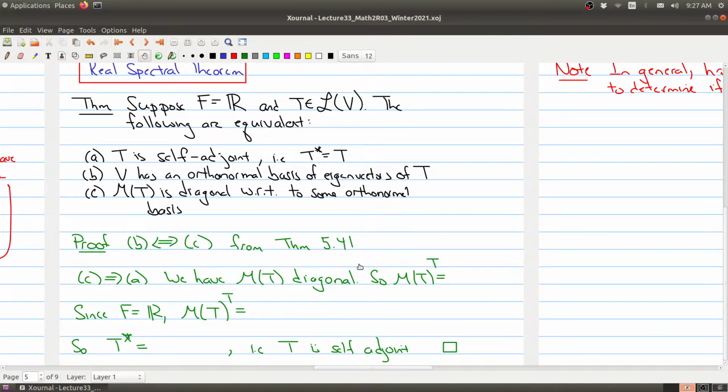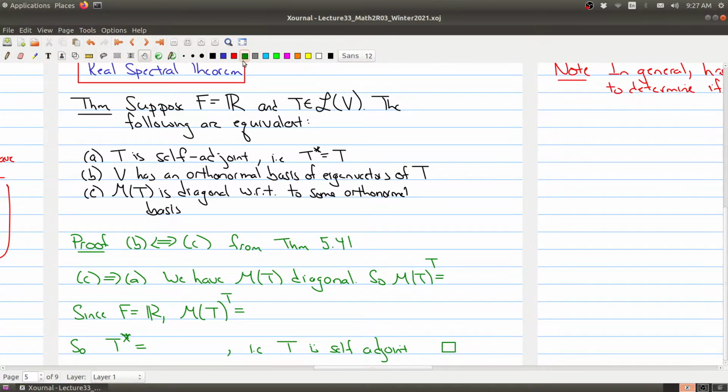The proof of C implies A is actually the easier part. Because this matrix is diagonal, when you take the transpose of this matrix, you just get back the matrix itself. And since we're working over the real numbers, the transpose of your matrix is the same thing as the conjugate transpose, because there are no complex numbers kicking around, and this is the same thing as the matrix of the adjoint.